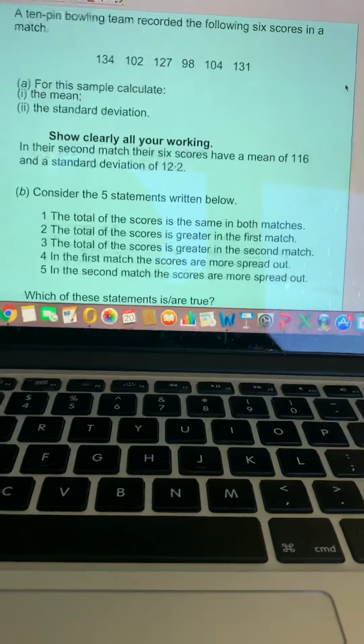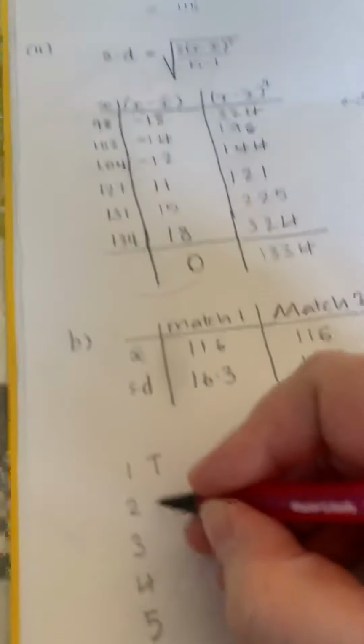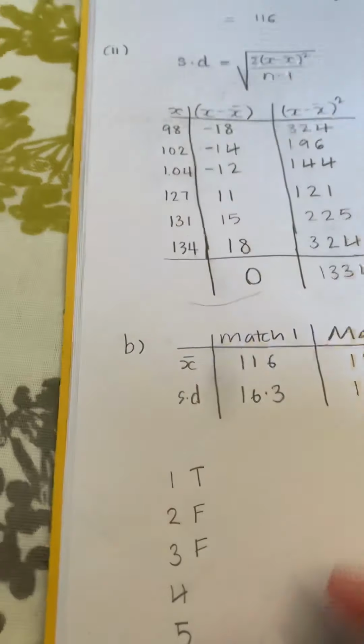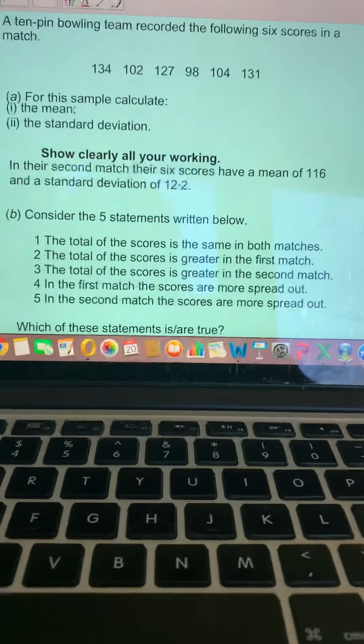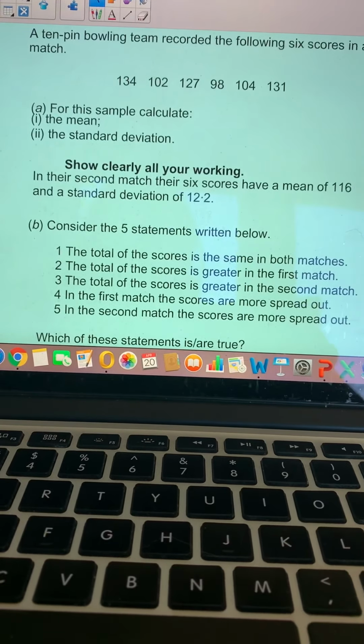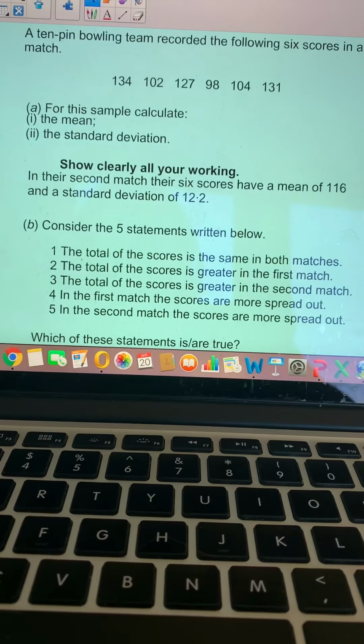Okay, then the total of the scores is greater in the first match. Well, that can't be true, or the total of the scores is greater in the second match. So I would argue that the other 2 must be false. Okay, so even though we didn't know what the 6 scores were, we know that whatever they added up to, when we divide it by 6, it comes to 116. So it must have been the same total as was in the first match, okay?